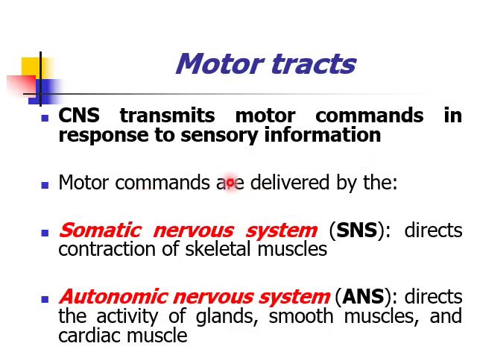These motor commands are delivered via two systems. They are either the somatic nervous system, which directs the motor commands towards our skeletal muscles, the ones under voluntary control, whereas part of these motor functions are delivered via the autonomic nervous system, directed to the activity of the glands, smooth muscles, and cardiac muscles. This is for the motor commands in general. We are talking now about the whole motor system of the nervous system.